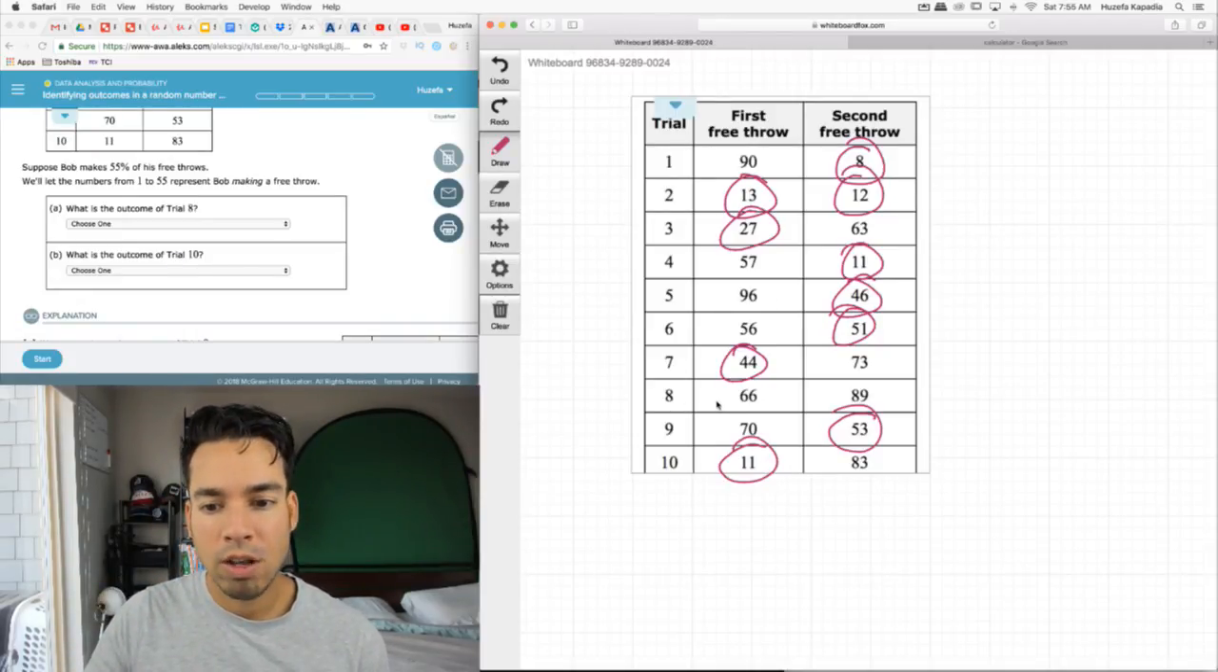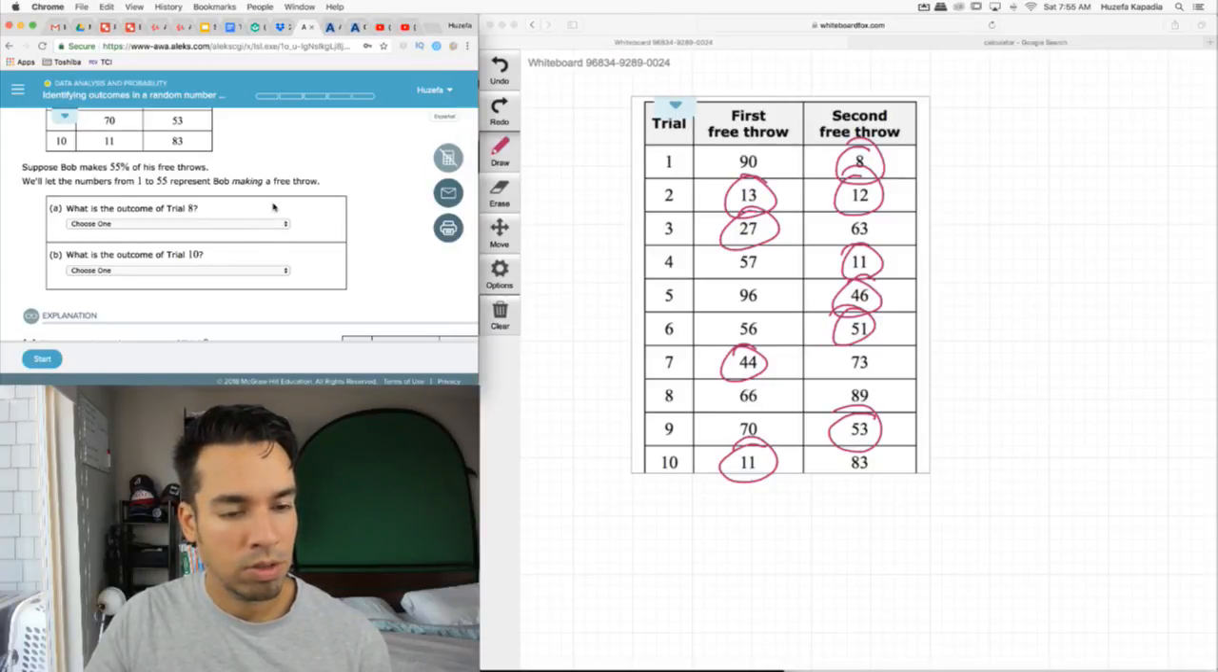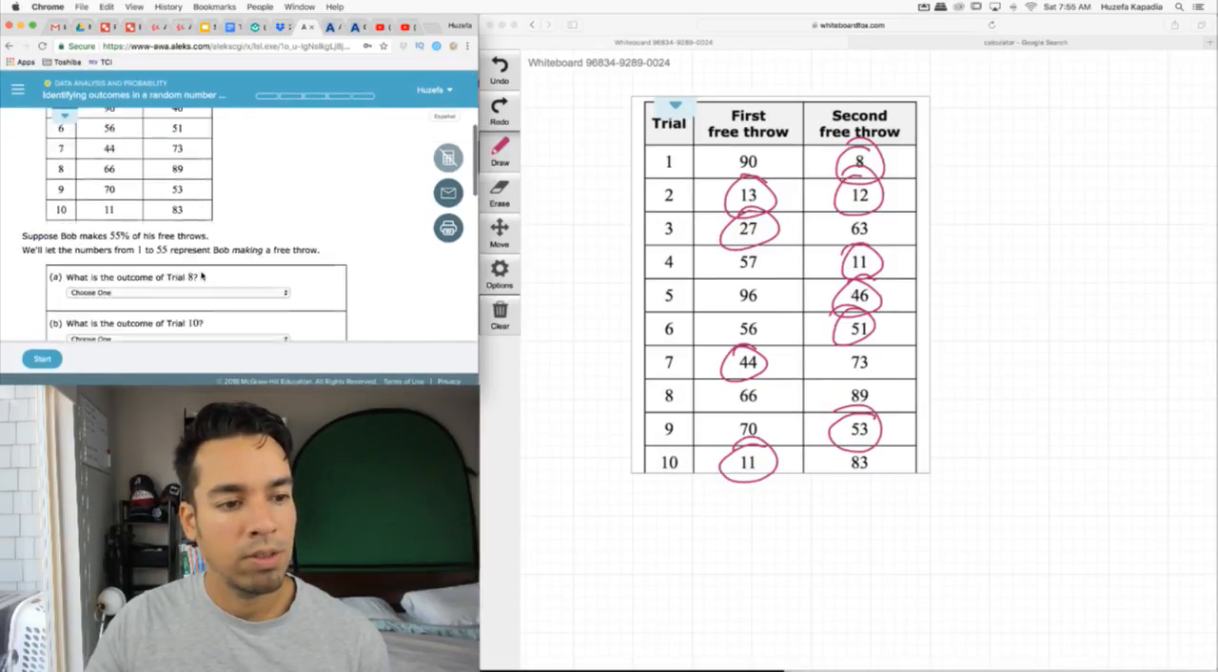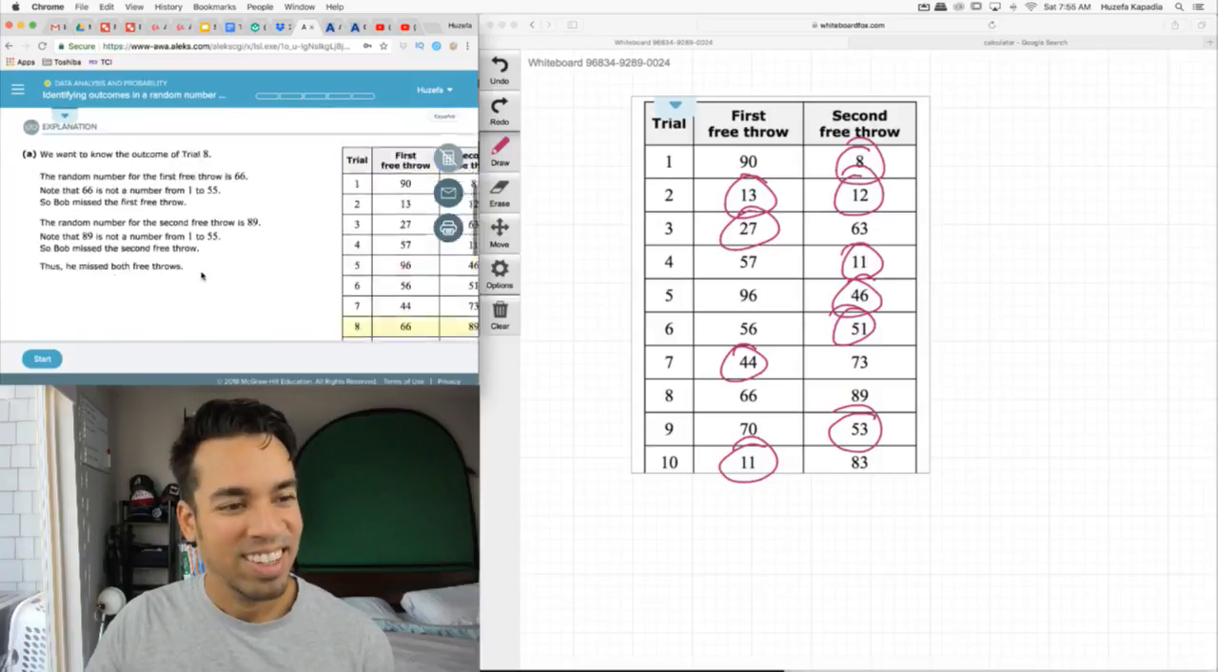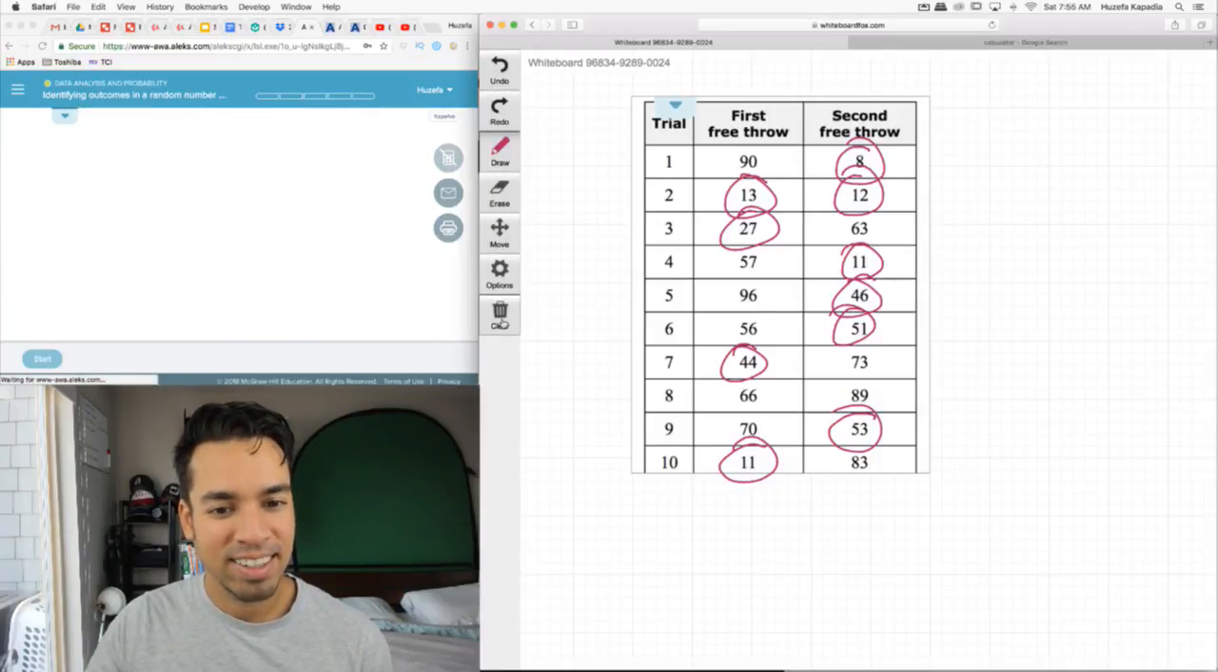What is the outcome of trial 8? It looks like he's missing both of those. Oops, what's going on here? Oh, you know what? We haven't even started. This is just the example. All right, let's click start. Let's begin.